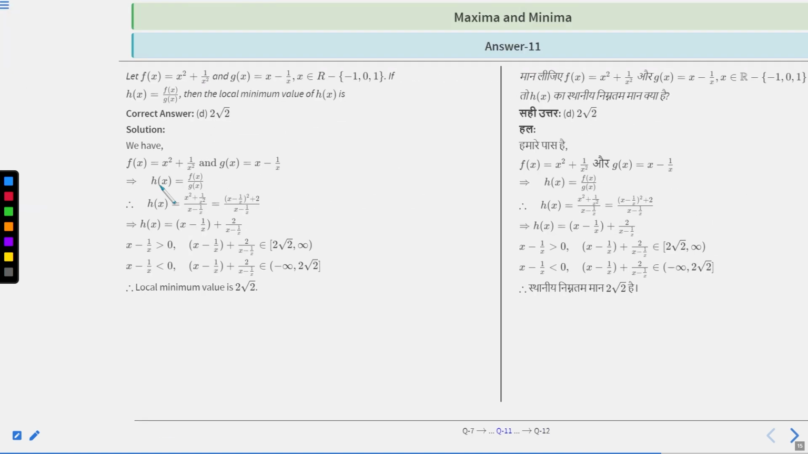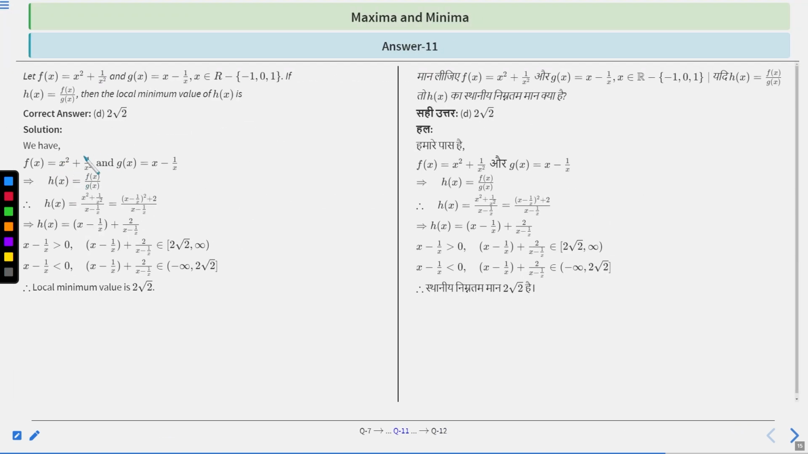Okay, let's move to the solution part. f(x) is equal to x square plus 1 by x square and g(x) is equal to x minus 1 by x. Therefore, h(x) is equal to f(x) upon g(x), which is x square plus 1 by x square upon x minus 1 by x, which is equal to (x minus 1 by x) whole square plus 2 upon x minus 1 by x. Therefore, h(x) is equal to x minus 1 by x plus 2 upon x minus 1 by x. When x minus 1 by x is greater than 0, the minimum value of x minus 1 by x plus 2 upon x minus 1 by x can be calculated by using AM-GM.